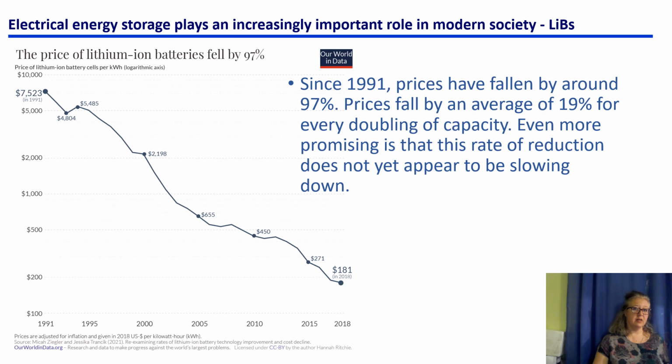Since 1991, the prices of lithium-ion batteries have fallen by around 97%. Prices fall by an average of 19% for every doubling of capacity. The fact that this rate of reduction doesn't appear to be slowing down is very promising.